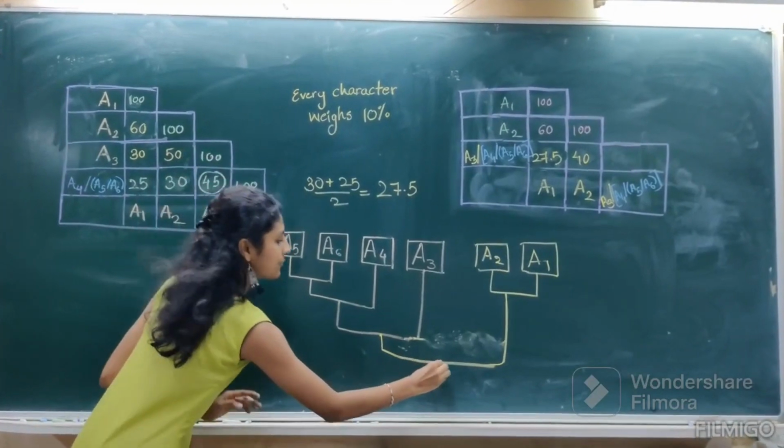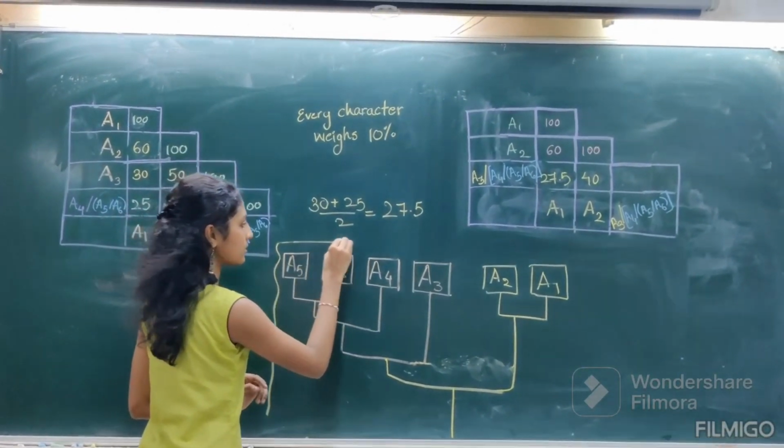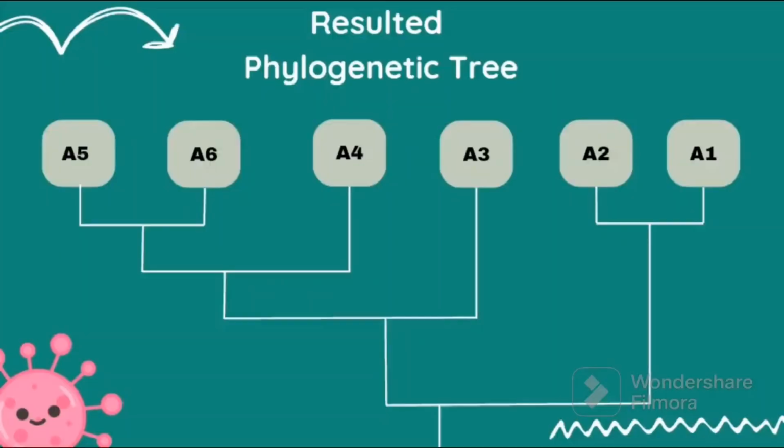So the final phylogenetic tree that will result is this. Based on the observations followed by the construction of similarity matrix and its calculations, the organisms have now been classified, and this is how the final phylogenetic tree looks like.